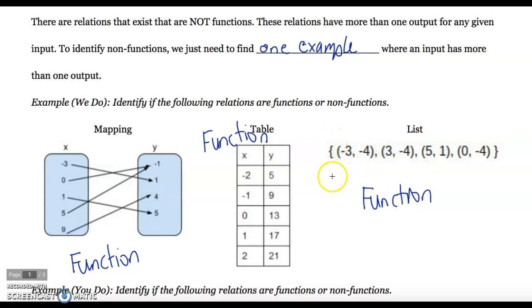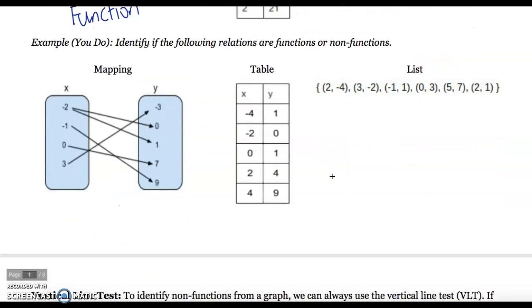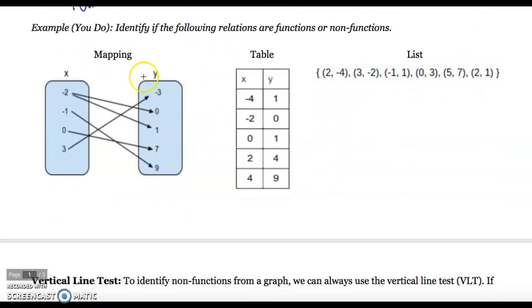So now let's go ahead and we'll look at a couple more examples, and we'll do these together. So in this mapping, we can do the same thing. You just kind of follow the arrows. So -2 goes to 0, and then -2 also goes to 1. This is where we run into an issue, because -2, that's one input, has two different outputs. So -2 goes to 0 and 1. That'd be like if -2 had two separate birthdays. That's not allowed. So we would say that this is not a function or a non-function.